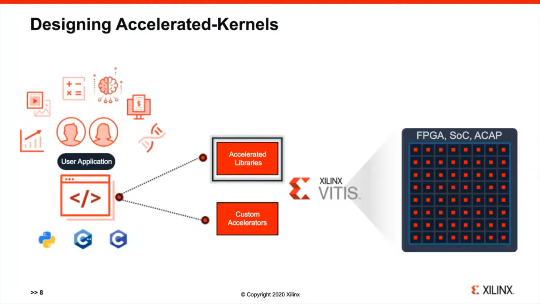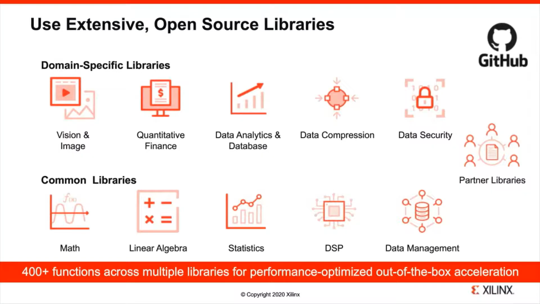Vitis offers an extensive set of performance-optimized libraries that are open source and available to all developers on GitHub. Now, common libraries like math, statistics, linear algebra, and DSP are relevant to a broad range of applications and industries. These are basic algorithmic building blocks. In addition to the common libraries, there are a number of domain-specific libraries as well that are pre-optimized for specific workloads.